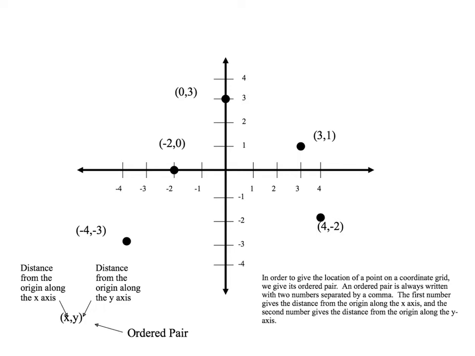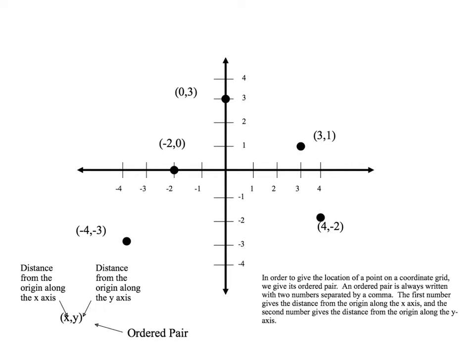In order to give the location of a point on a coordinate grid, we give its ordered pair. An ordered pair is always written with two numbers separated by a comma. The first number gives the distance from the origin along the x-axis, and the second number gives the distance from the origin along the y-axis.